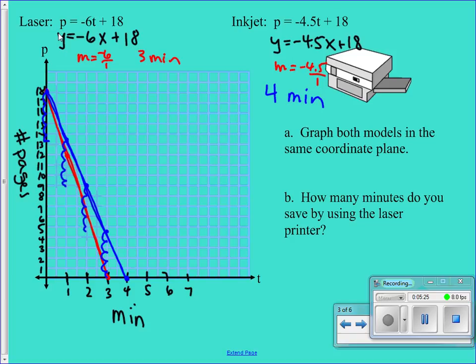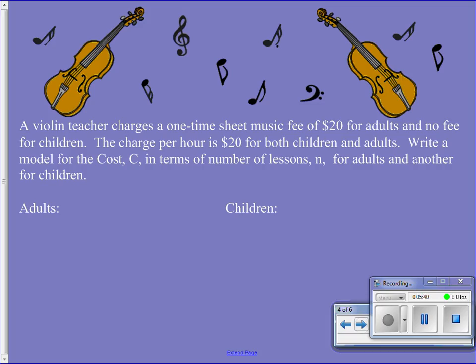So take a look. My question, how many minutes do you save by using the laser printer? You save 1 minute by using the laser printer. I use that x-intercept because that's the final number of pages I've printed. Let's take a look at this one.